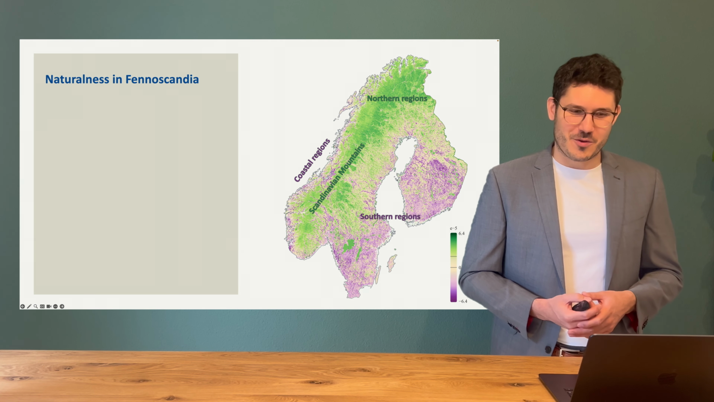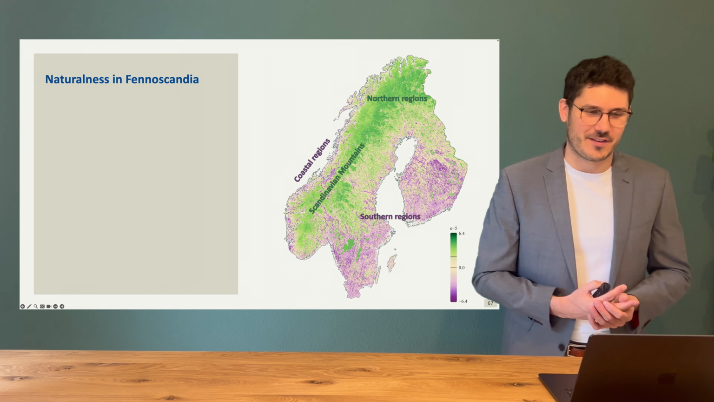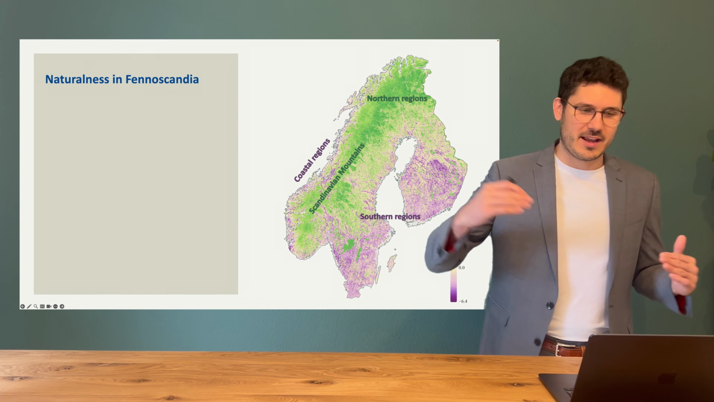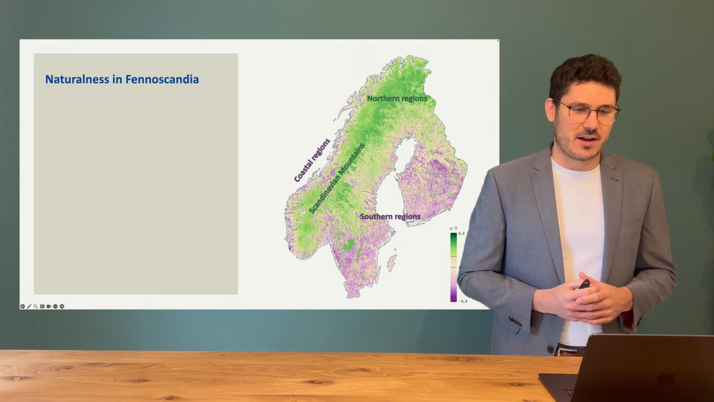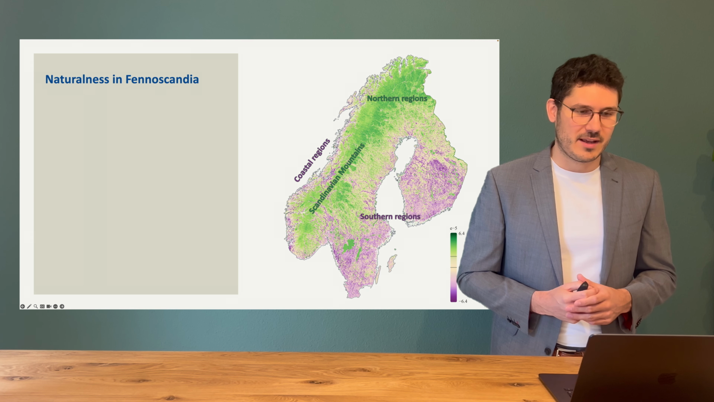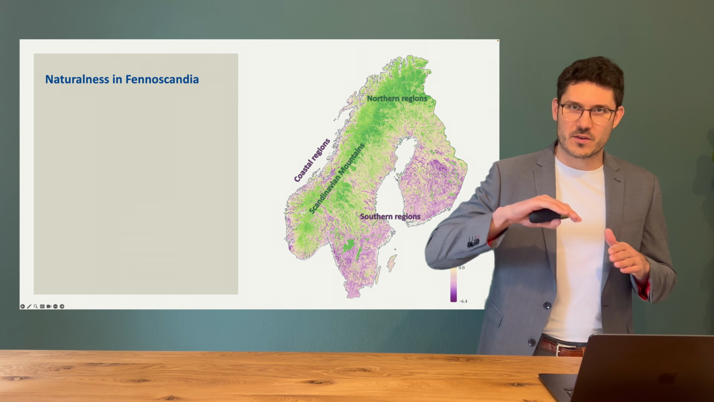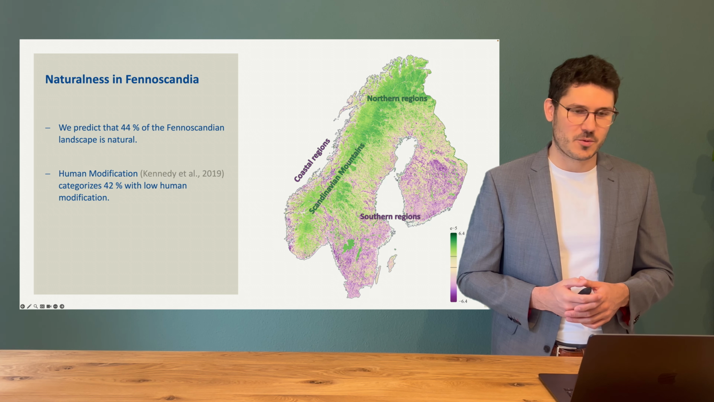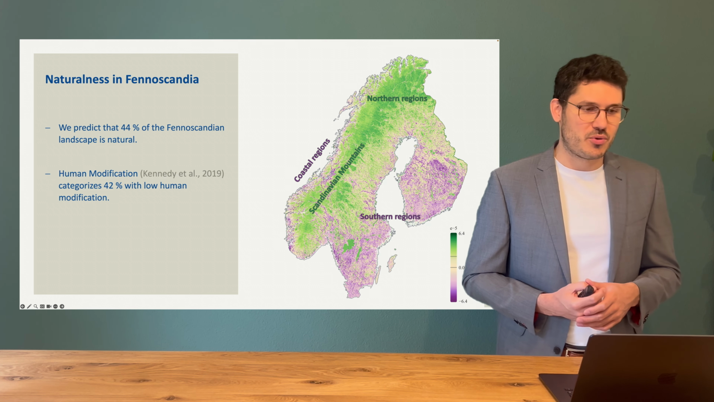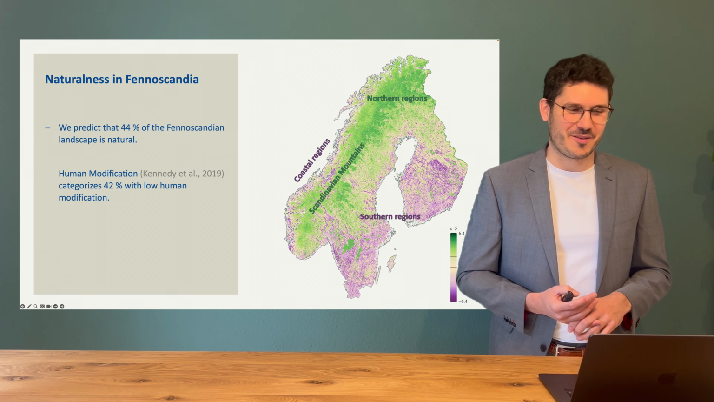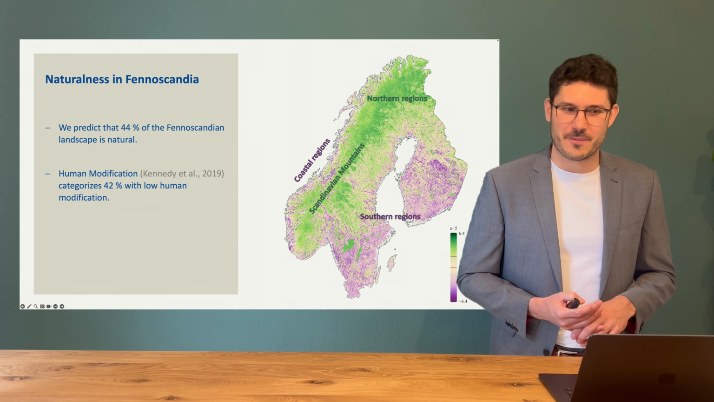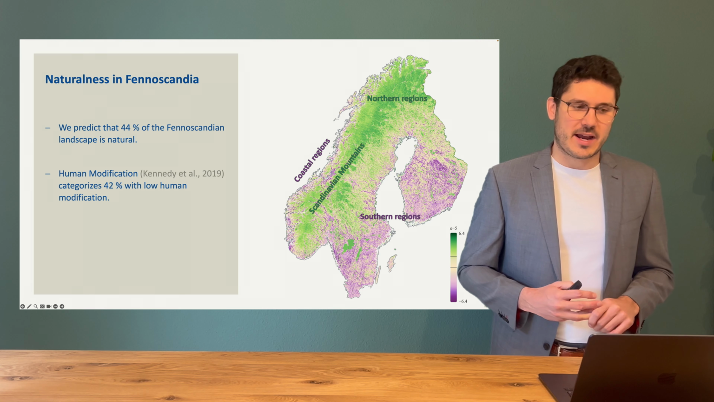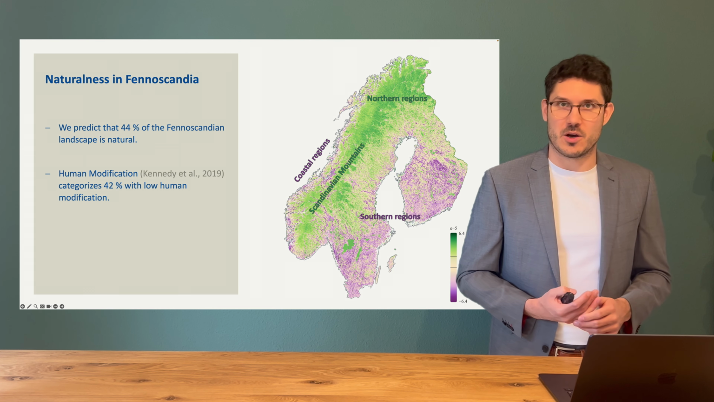So when we are looking for where natural and anthropogenic regions are located, we can see that in the northern regions and along the Scandinavian mountains, there are predominantly natural areas. And in the more southern regions and the coastal regions, we have anthropogenic impact. When we set a certain threshold, we predict that 44% of the Fennoscandian landscape is natural. And this aligns quite well with the human modification by Kennedy et al., which categorizes 42% of having low human modification.